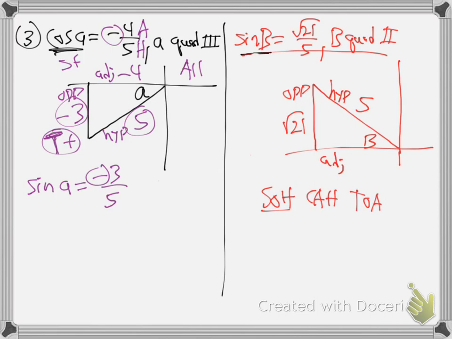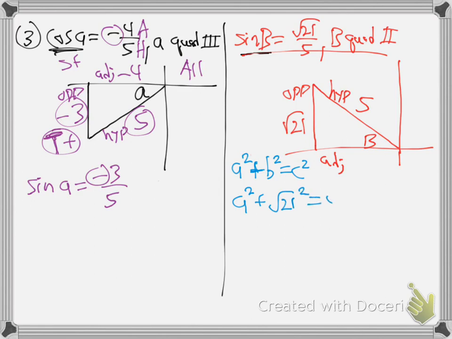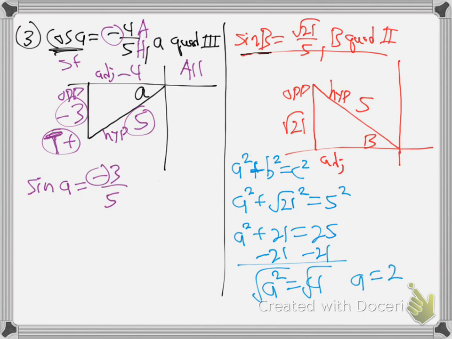So we do the Pythagorean theorem there. a squared plus b squared is c squared. I don't know a, b is root 21, c is 5. So a squared plus 21 equals 25. Subtract the 21. a squared is 4, root it. a is 2.